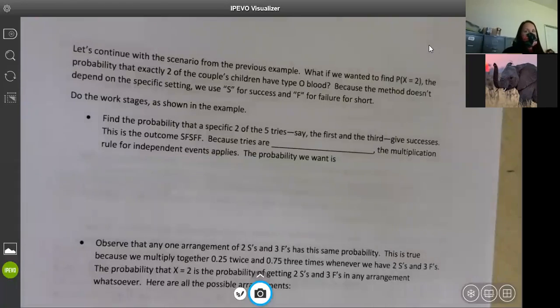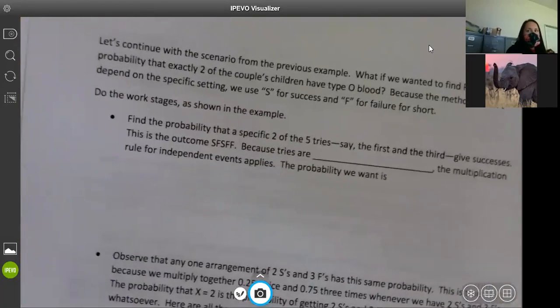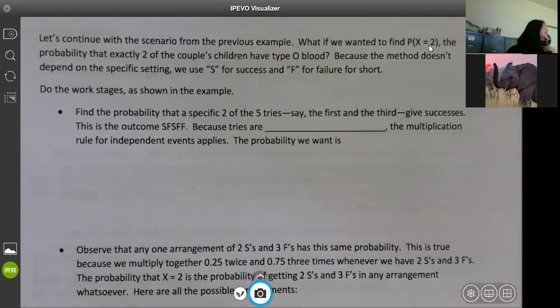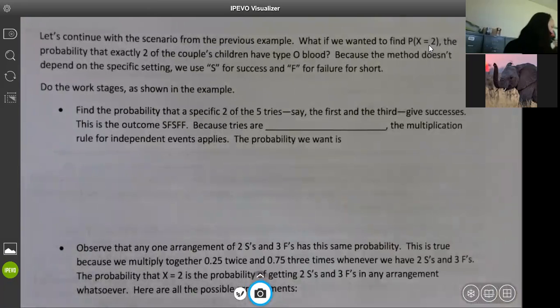Let's continue with the scenario from the previous example. What if we wanted to find P, the probability that X is 2, the probability that exactly 2 of the couple's children have type O blood? Because the method doesn't depend on the specific setting, we use S for success and F for failure for short. Do the work stages as shown in the example.